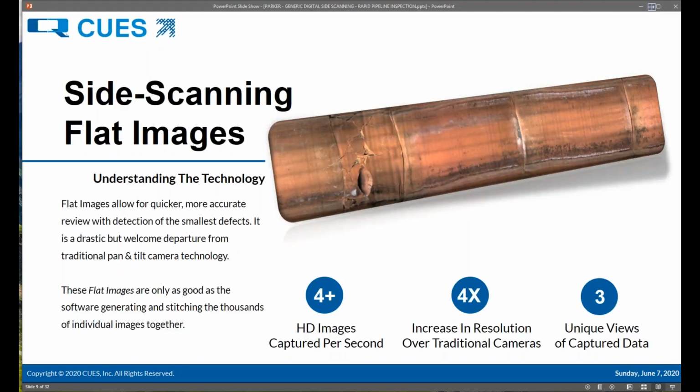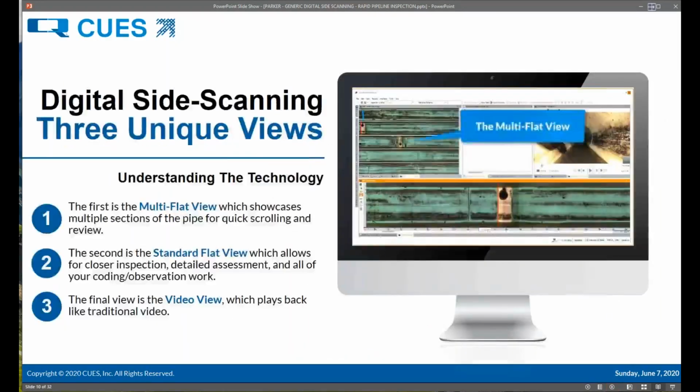Outside of the actual flat image itself, I would argue that the side scanning system is only going to be as good as the software that is generating these flat images. Otherwise, you have a very fancy camera that can't do much with your data. So while it's important to understand the hardware details, it's just as important to look at the software powers in the system and what they can do for you.